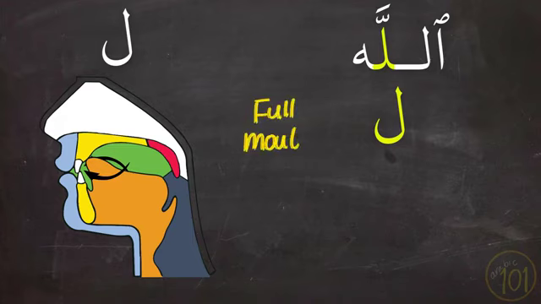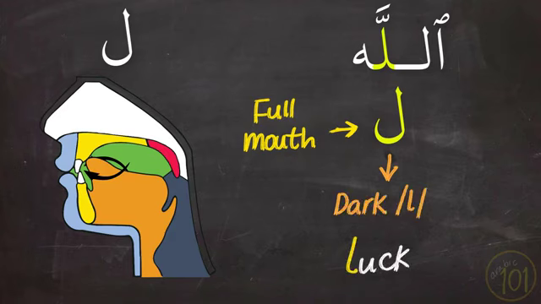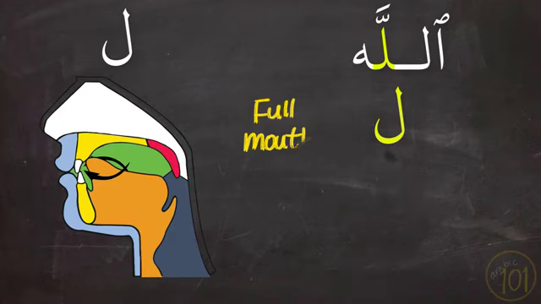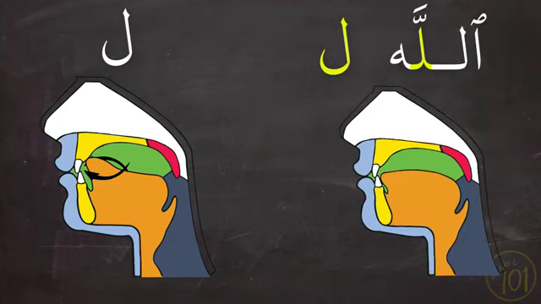Specifically, it will be a full mouth lam, or as we call it in English, the dark L, as in the word luck. And pronouncing lam like that requires different movement than the previous one. So how is that sound produced? Well, the front edge of the tongue is making the exact same movement as with the other lam. So it is raised and pressing against the alveolar ridge.